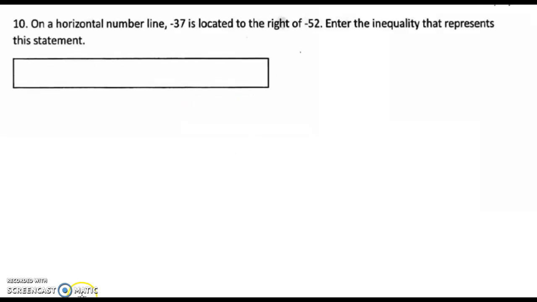All right, number 10. On a horizontal number line, negative 37 is located to the right of negative 52. Enter the inequality that represents this statement. A lot of people are getting confused because it says inequality. So it's like a scary word. All inequality means is our little guy that either eats this number or that number. So it's easy peasy, right? We're comparing negative 37 and negative 52.